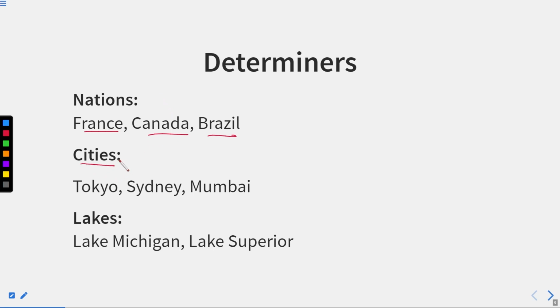With cities, if there is a name of a city, for example, the city in which we live, that is a proper name, and before a proper noun we cannot use the, of course. So Tokyo, Sydney, Mumbai, Noida, Delhi, we cannot use the. We cannot use the Delhi or the Noida.